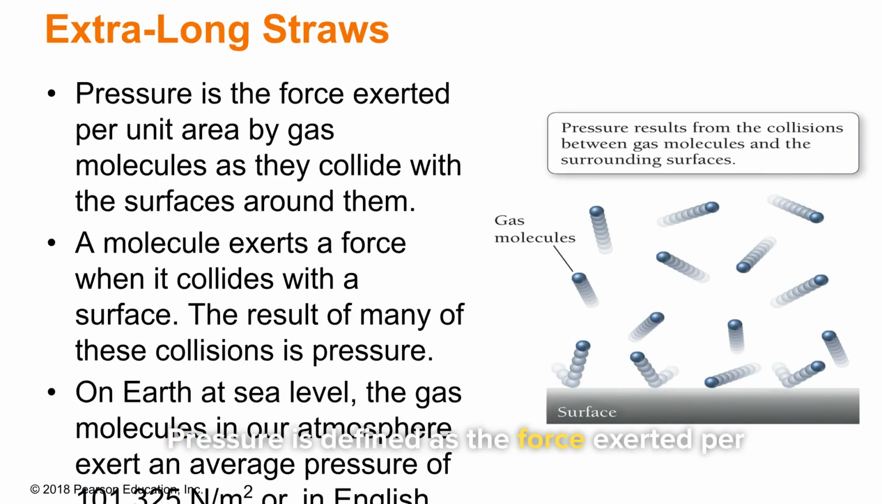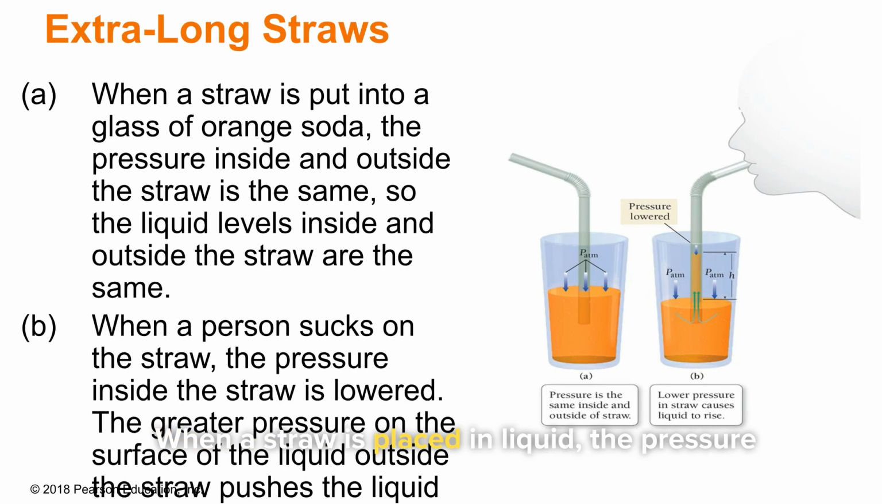Pressure is defined as the force exerted per unit area by gas molecules colliding with surrounding surfaces. At sea level on Earth, our atmosphere exerts an average pressure of 14.7 psi. When a straw is placed in liquid, the pressure inside and outside is initially equal. When you suck on the straw, you lower the pressure inside, allowing external atmospheric pressure to push the liquid up.